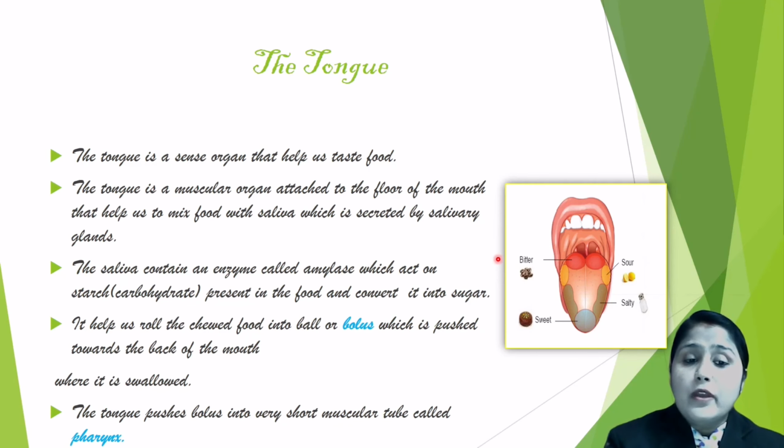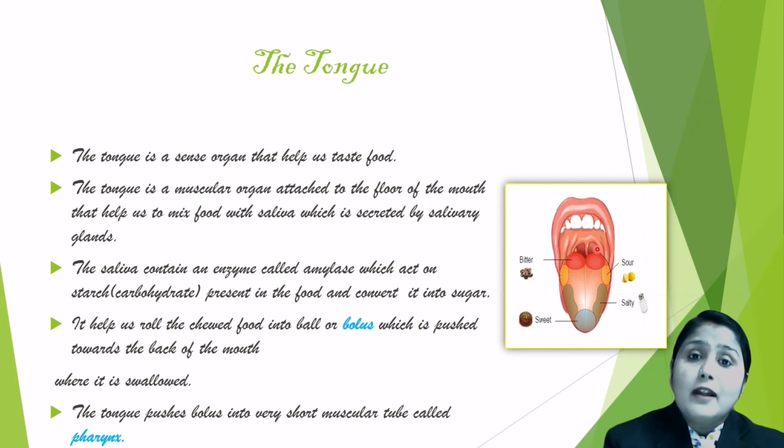As shown in the figure, at the tip of our tongue, or we can say in the beginning, we have sweet taste buds which tell us whether the food is sweet in taste or not. On the lateral side of the tongue, we have taste buds to differentiate salty food. If we go farther, on the lateral side there are taste buds which tell us about sour food like lemon.